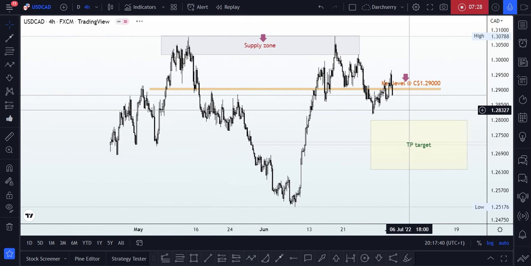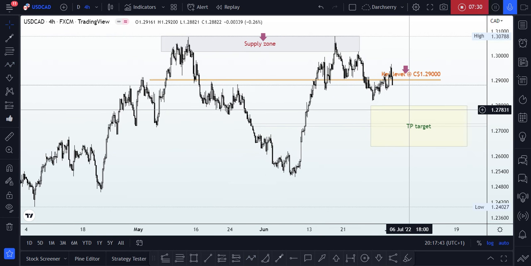So this is going to be my scenario here on the USD CAD. Let's wait for the market to open and let's see how price action plays out during the first couple of hours in the week, and that will now determine where our entry point is going to be.